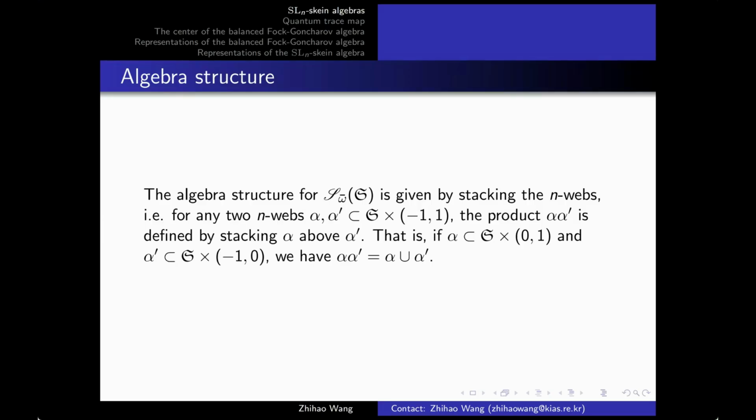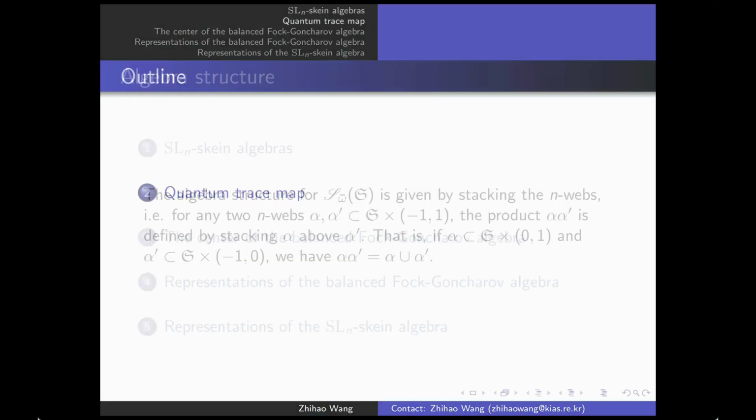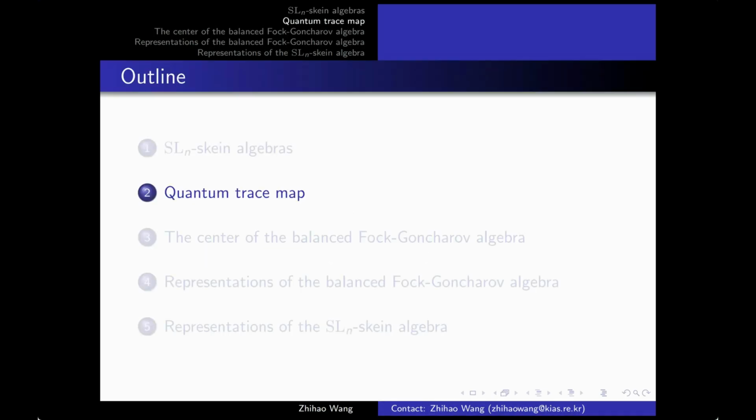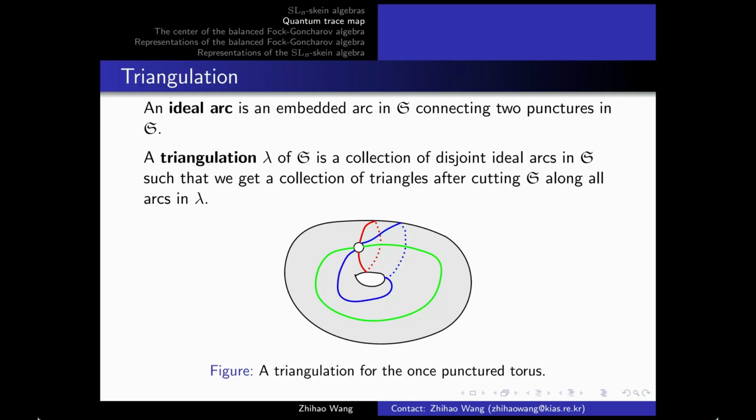Okay. I should speed up. So now let's look at the quantum trace map. To define the quantum trace map, we need the ideal triangulation.